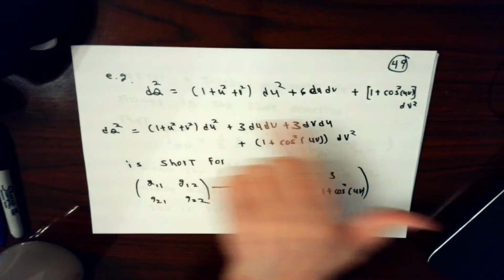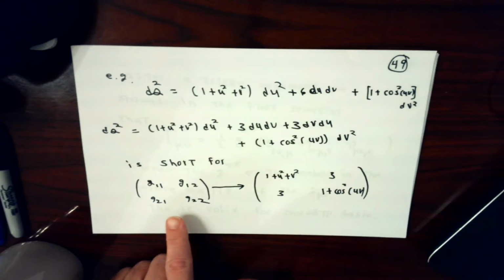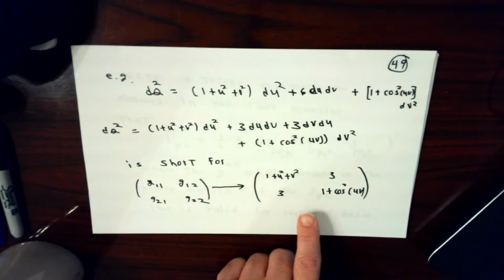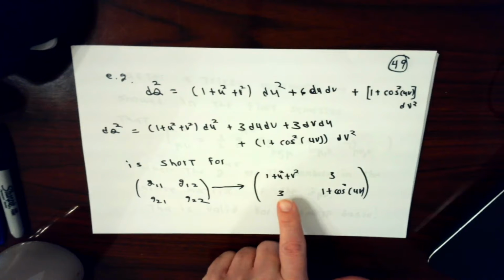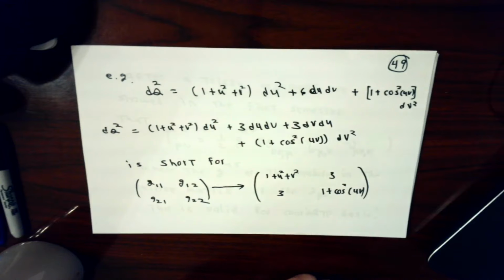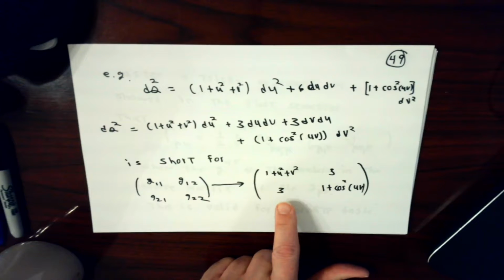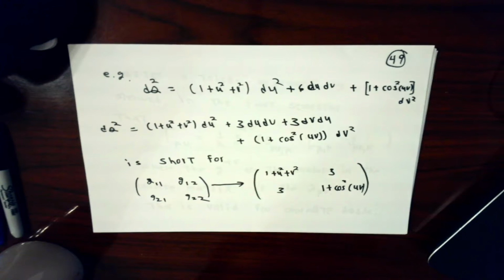When people write this kind of stuff, it's a shorthand for the components of the metric tensor are these coefficients. 1 plus u squared plus v squared, 3 times du dv, I'll put a 3 there, 3 there, 1 plus cosine squared u times v.